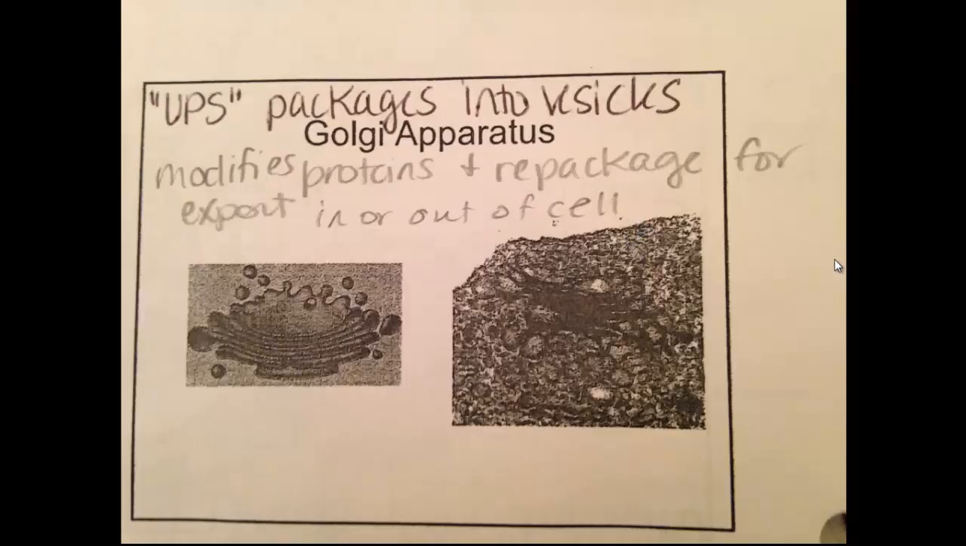The Golgi apparatus is the UPS of the cell. It's going to be something that packages these proteins into vesicles. It modifies the proteins and repackages them so that they go to where they are needed. So they're going to be assembled inside the cell. This Golgi apparatus is going to move it towards the outside of the cell to go where it is needed.